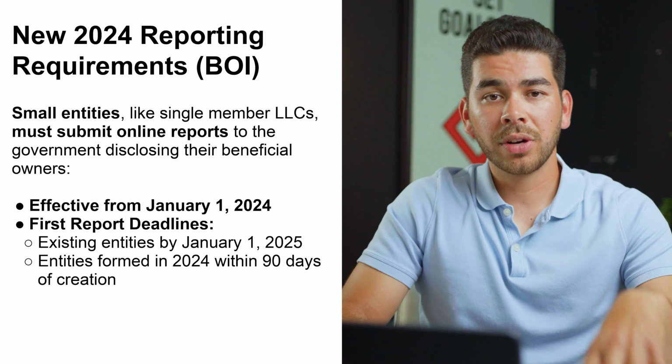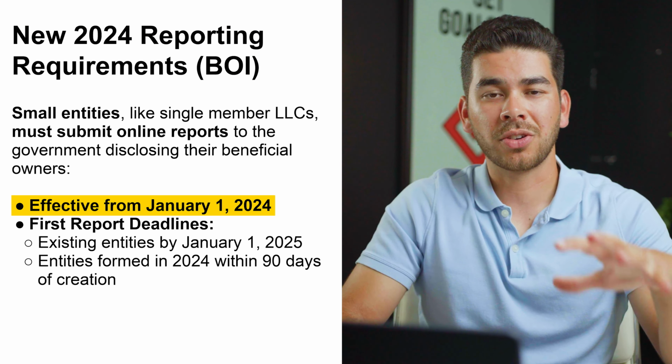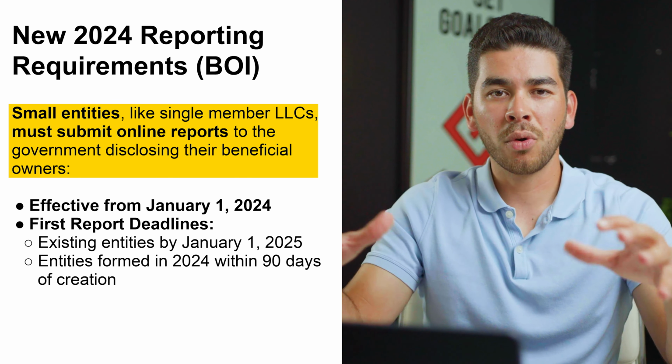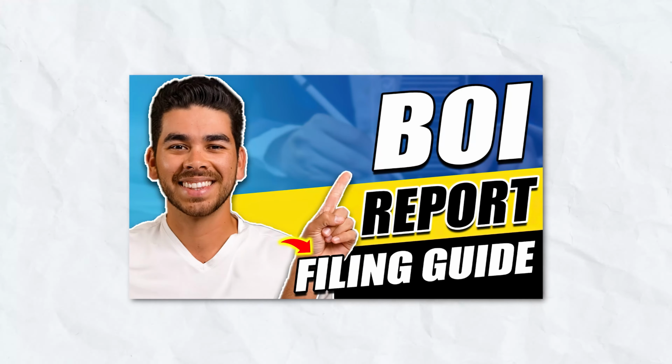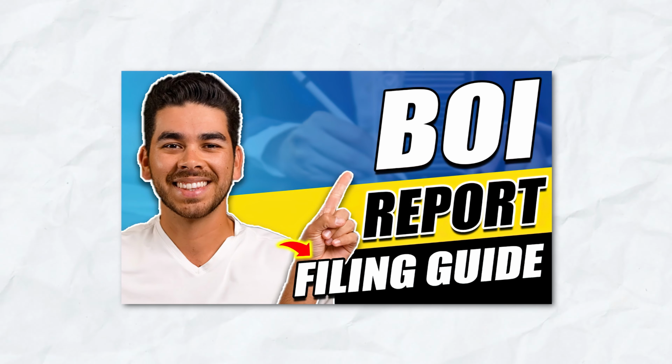The last thing that we wanted to briefly talk about is the BOI form that we mentioned earlier. This is a new form that started January 1st, 2024. This requires most LLCs to provide more information on their owners. We have a whole video on this. We'll link it here and in the description down below. If you want more information on that, go ahead and check it out.